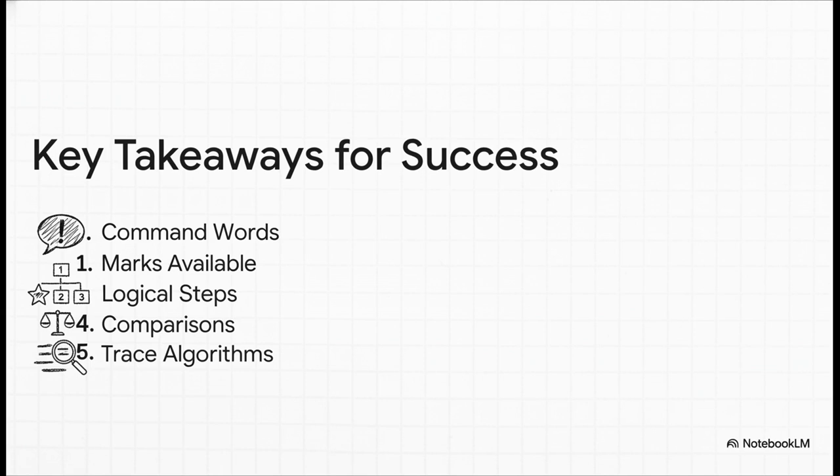2. The number of marks tells you how much detail to write. Don't write an essay for a 2-mark question. 3. For any process question, think in logical, numbered steps. 4. When you're comparing things, use specific, distinct characteristics. And 5, maybe the most important, always trace your algorithms to catch those small but super costly mistakes.